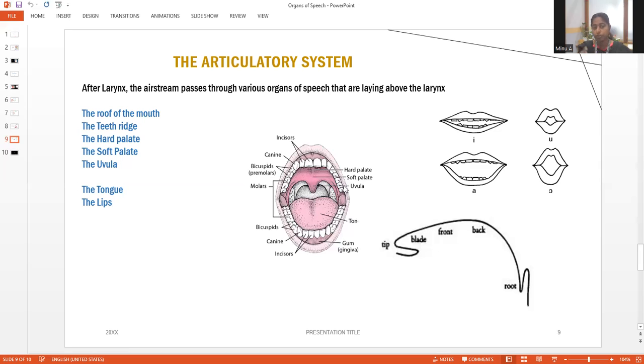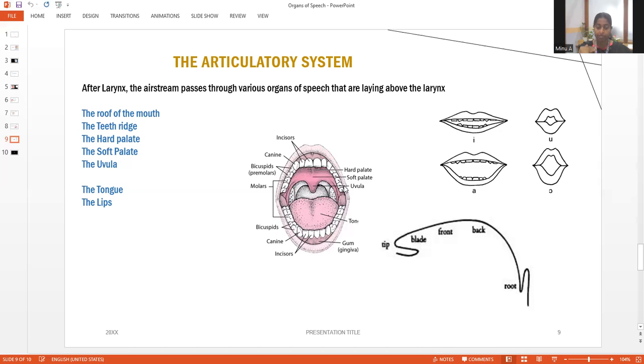And just behind that, the hard concave area behind the teeth ridge is known as the hard palate. Then we can see that the roof of the mouth becomes very soft and fleshy when we move further. The soft portion is known as the soft palate or velum. And at the extreme end of the soft palate, we can see a fleshy finger-like structure that is known as the uvula. So this soft palate can be either lowered or raised.